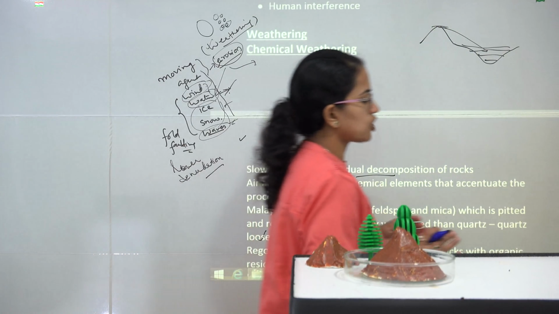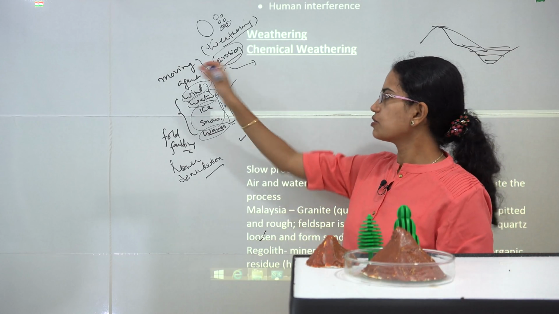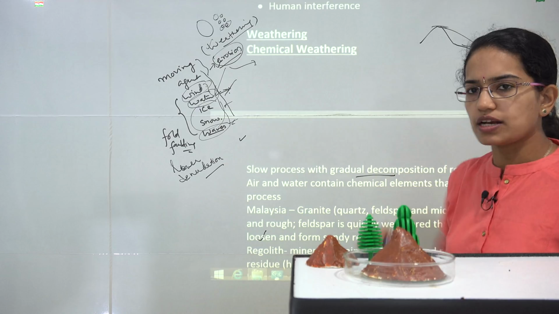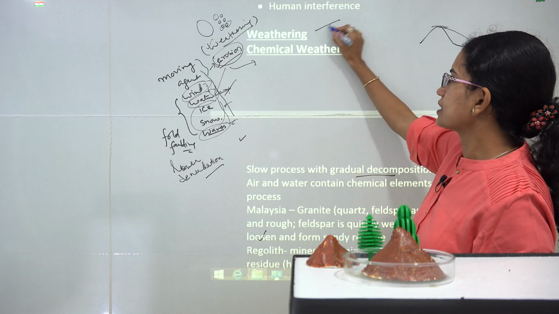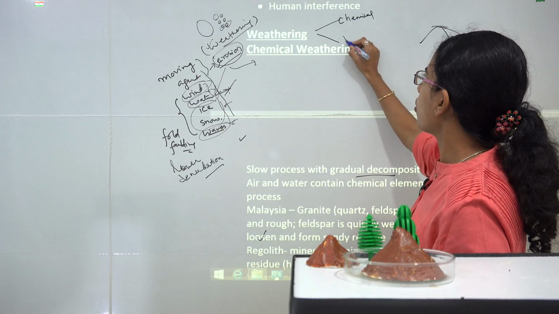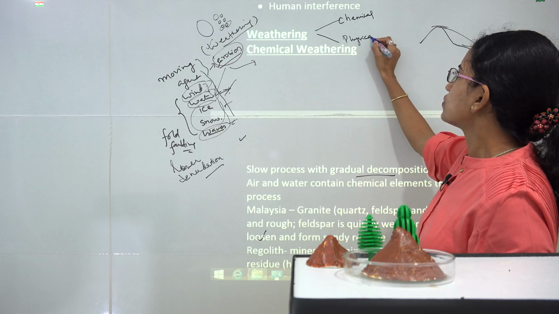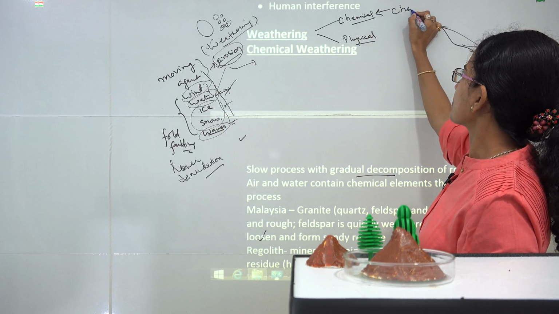Now, we would first talk about weathering, and then we will move on to mass movement, erosion and the moving agents we would be talking about in the further lectures. So, weathering basically can be explained in two types. It can be either chemical weathering or physical weathering. When we say it's chemical weathering, it's due to the action of the chemicals.